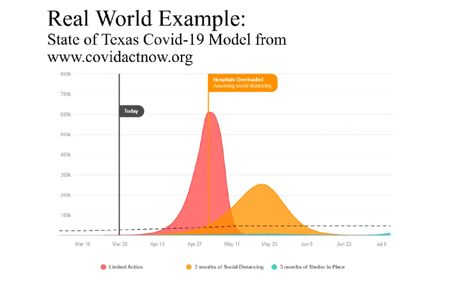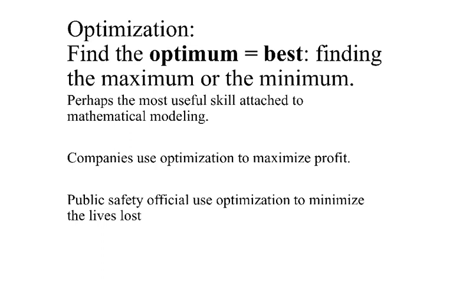So we'll circle back to it in a minute, but in fact, this whole max and min is part of a larger piece that we call optimization mathematically. It's one of the most practical things that we do with math in the everyday world. Optimization means find the optimum, find the best. That means you're finding the maximum or finding the minimum. It's probably the most useful skill attached to mathematical modeling.